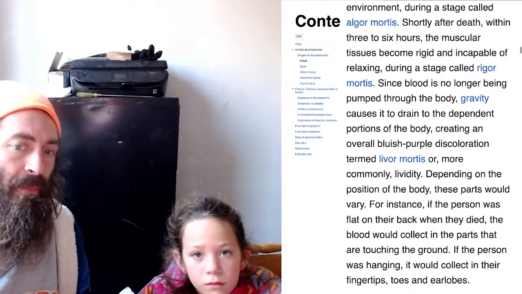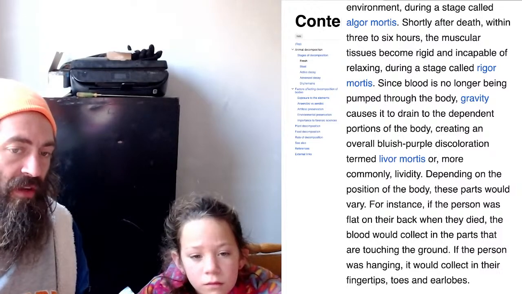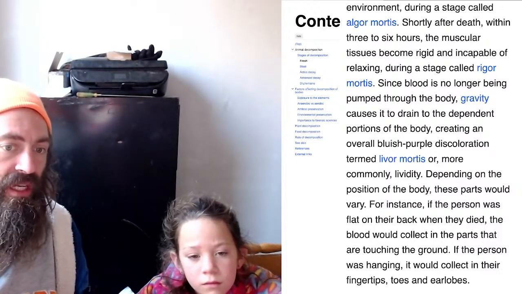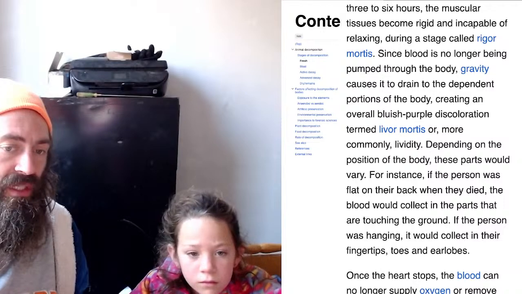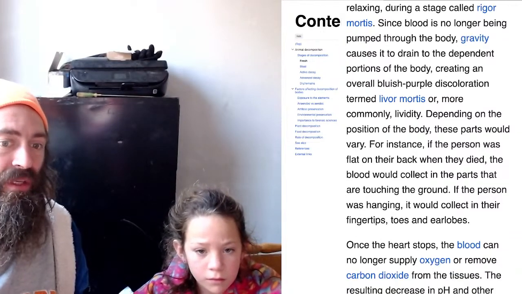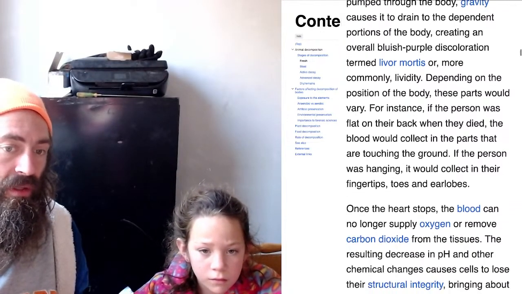Whoa. Depending on the position of the body, these parts would vary. For instance, if the person was flat on their back when they died, the blood would collect in the parts that are touching the ground. If the person was hanging, it would collect in their fingertips, toes, and earlobes.